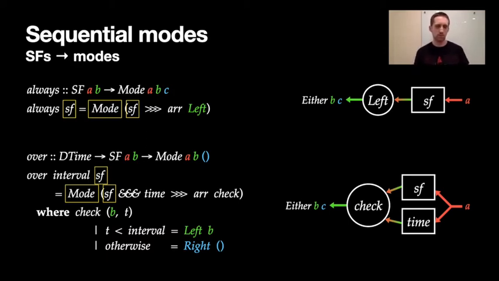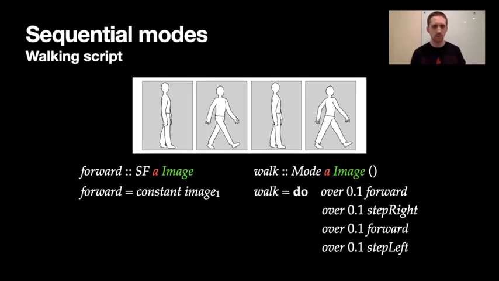We can also go a little further than that. We can impose a time limit on a signal function. So instead of creating a mode that always behaves as one signal function, we can create a mode that behaves as that signal function over a certain interval of time and then terminates. And we use this in a script, in our scripting language, as this example demonstrates.